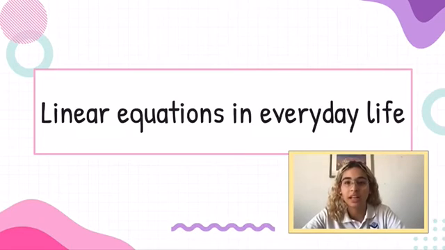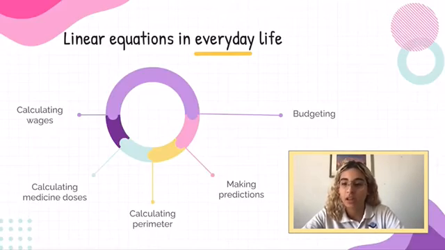Equations used in everyday life. Almost any situation when there is an unknown quantity can be represented by a linear equation, like figuring out income over time, calculating mileage rates, or predicting profit. Many people use linear equations every day, even if they do the calculations in their head without drawing a line graph. We can use linear equations to calculate wages based on an hourly pay rate, calculate medicine doses based on a patient's weight, and calculate the perimeters of squares.